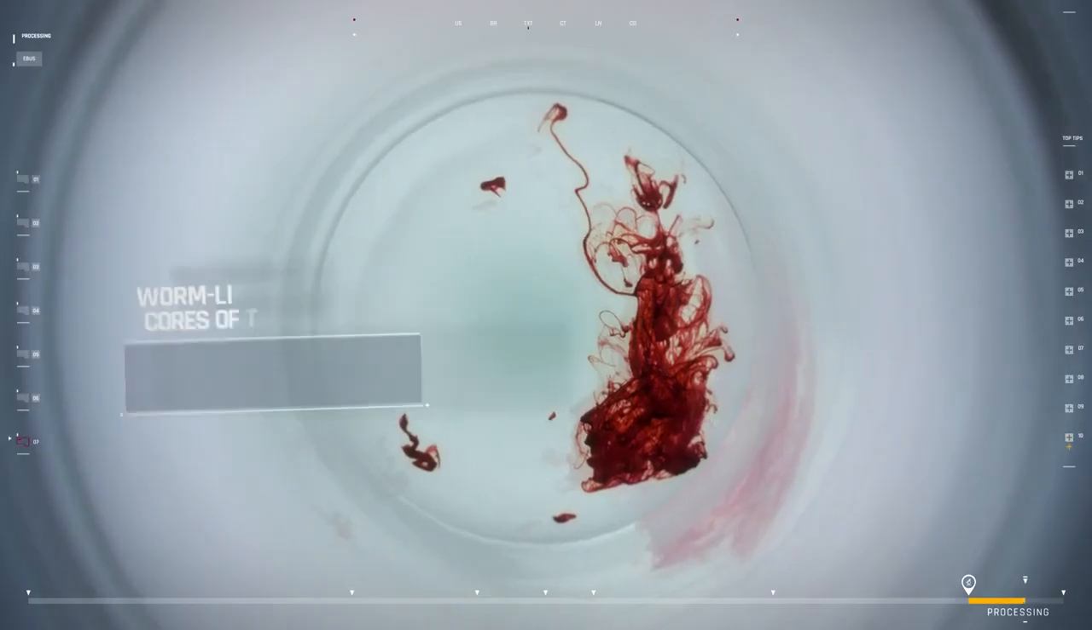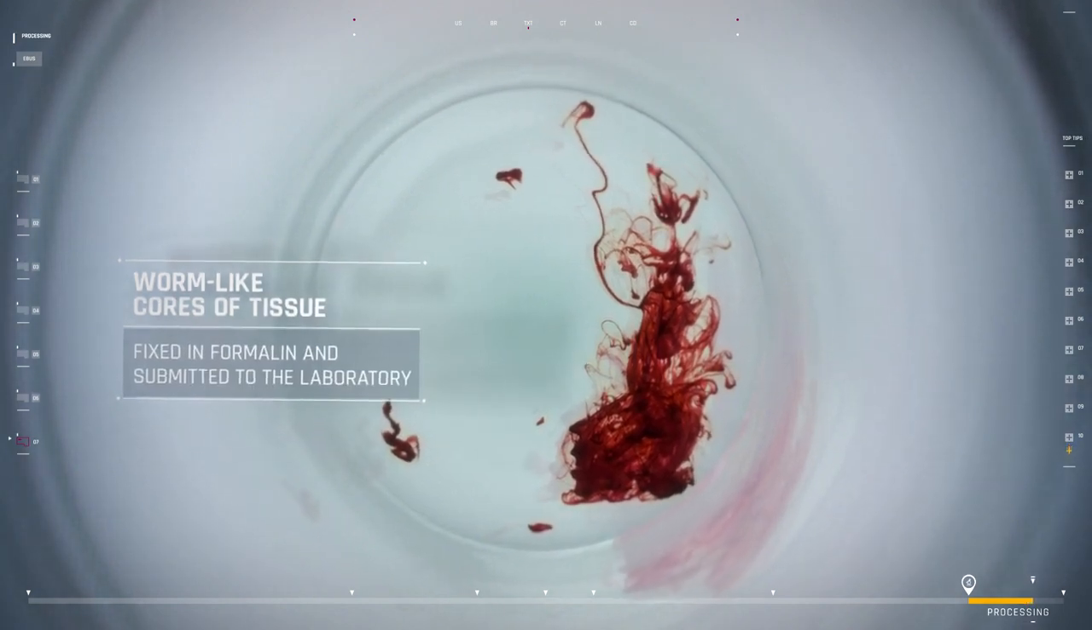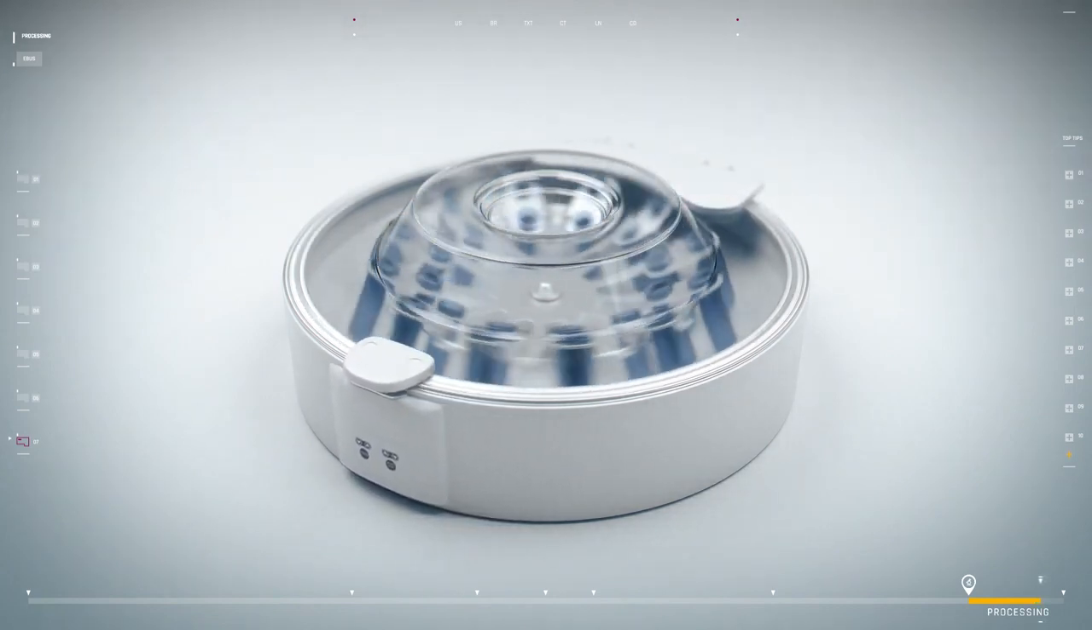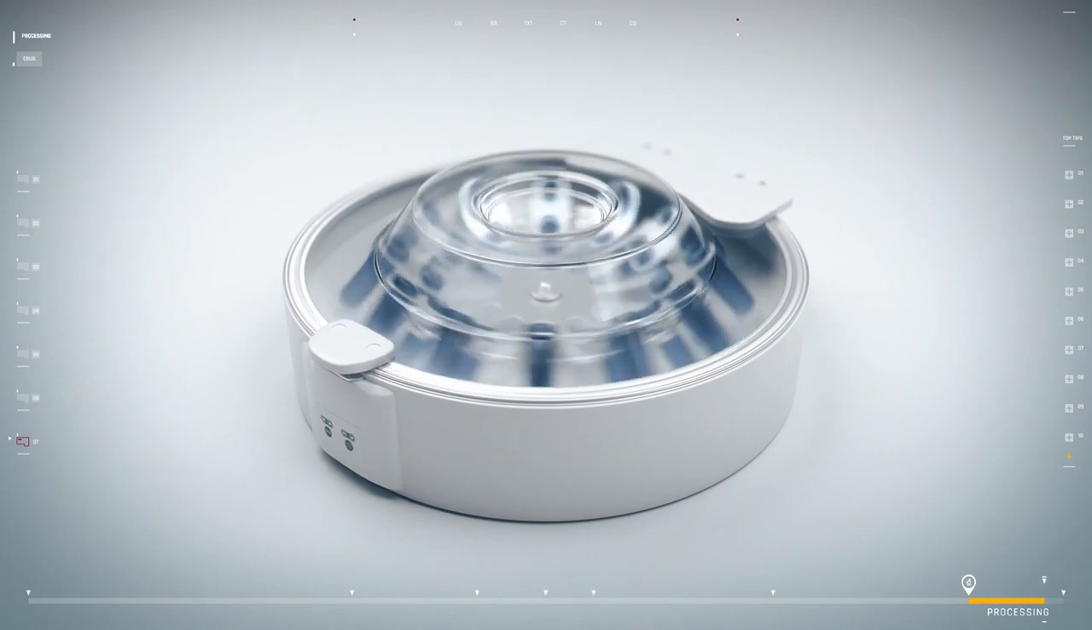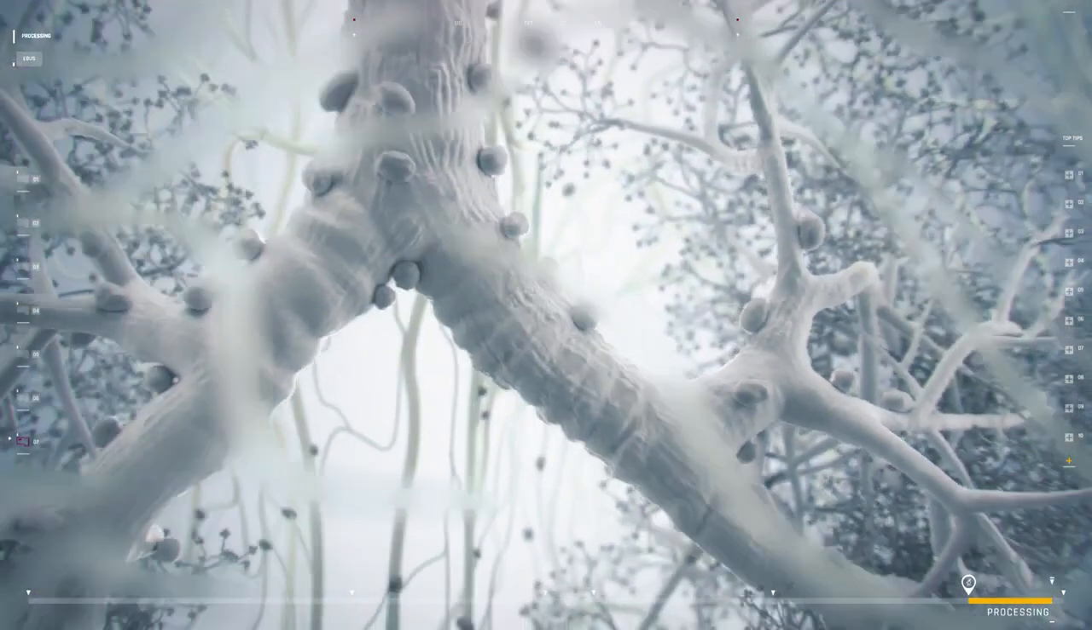EBUS can also provide worm-like cores of tissue that are submitted to the laboratory in formalin. The samples are spun down to provide a cell block and allow further processing like histological specimens. Samples obtained via EBUS should be suitable for establishing a tumour phenotype as well as allowing analysis of predictive biomarkers.